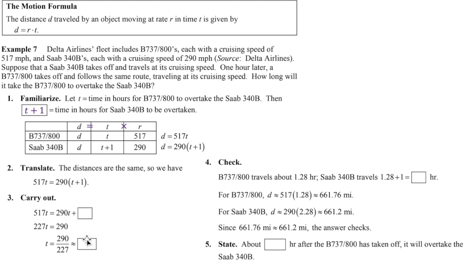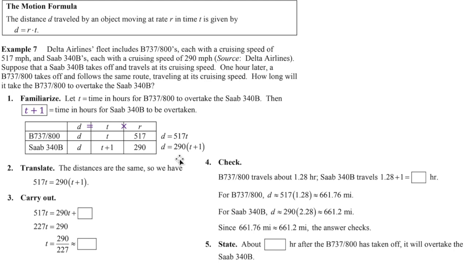So I have my equation here, distance equals rate times time. I have this little table that I recommend you set up also in your lesson so that you can easily organize your data. I know that they're traveling the same distance. One is just taking longer than the other. And we do know that the rates at which they're traveling are 517 miles per hour and 290 miles per hour. When I set the equations up, I see d is equal to 517t and d is equal to 290 times t plus 1.